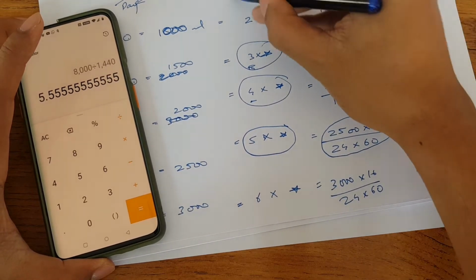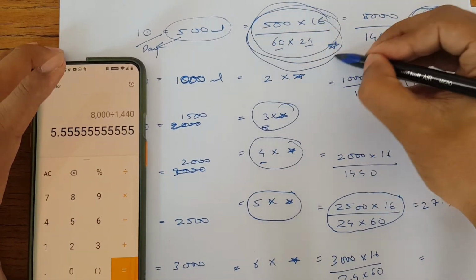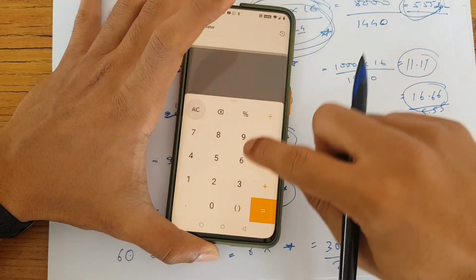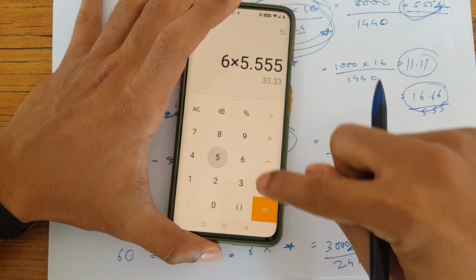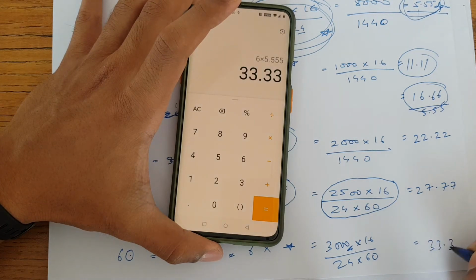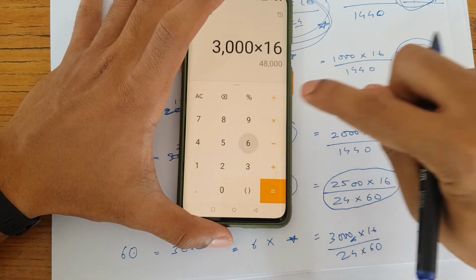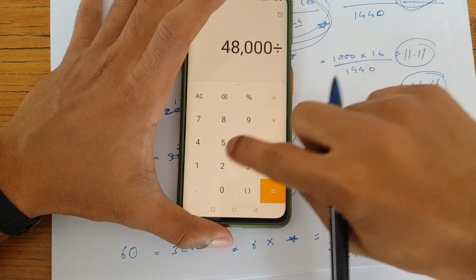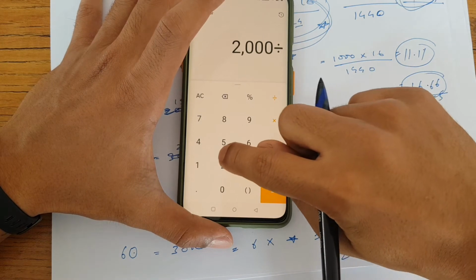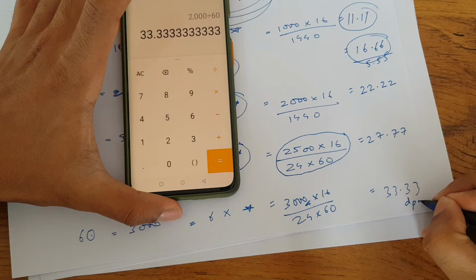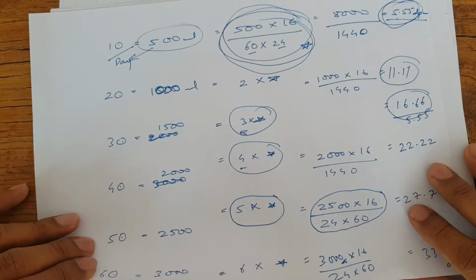Then, see, this will be 3000 into 16 divided by 24 into 60. So it's just the same thing here, which is multiplied by 6 over here. So 6 into 5.555, 33.33. Or if you want to just confirm it, 3000 into 16 drops divided by 24 hours divided by 60 minutes, 33.33 drops per minute.